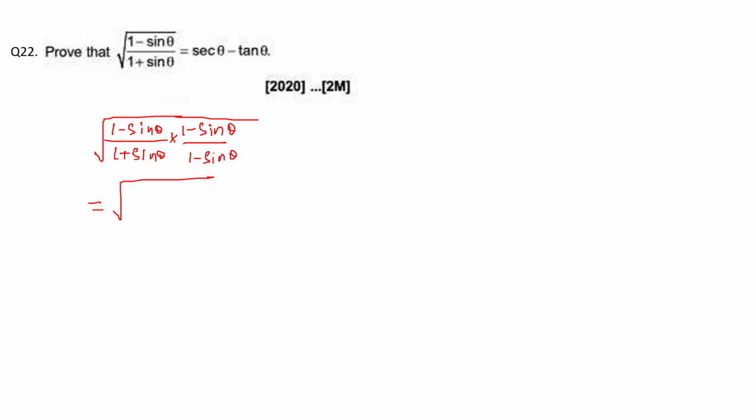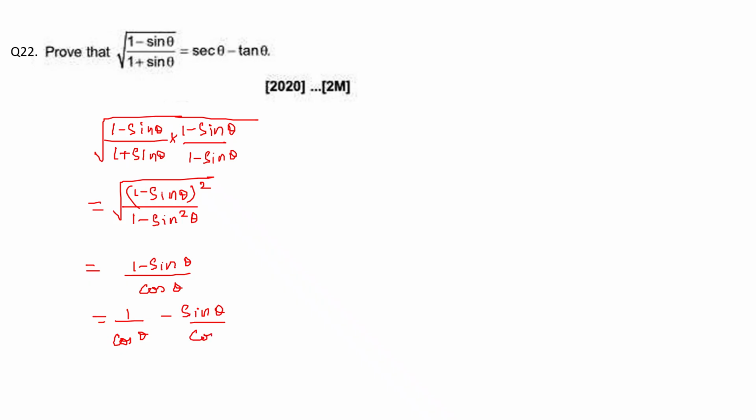So from here you will get (1 minus sin theta) whole square, and (1 plus sin theta) into (1 minus sin theta) is 1 minus sin square theta. So the numerator is 1 minus sin theta, by the root of cos square theta, which is cos theta. Next, 1 by cos theta minus sin theta by cos theta. I can split it in this way because this cos theta is in both with 1 and with sin theta. So it will be sec theta minus tan theta. Proved. So this was your LHS and you got your RHS.